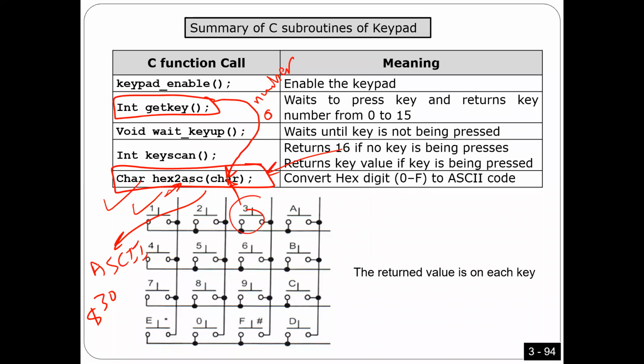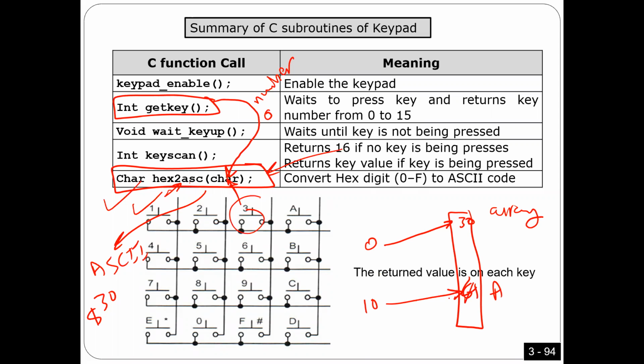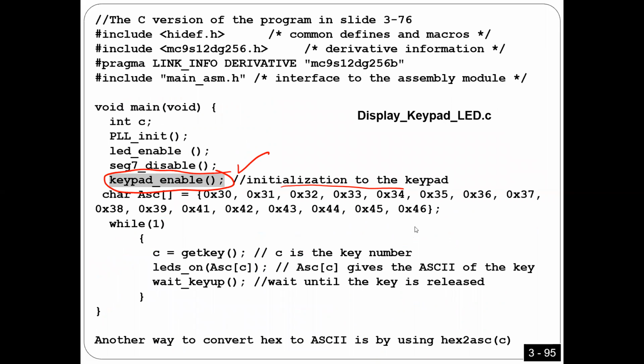But there is another way, okay? Again, as I told you guys, I like to teach different ways of programming, and then you can use whatever you like. The other way, I'm going to make an array. For example, if you get number 0, I'm going to store here 30, the ASCII of 0. If you put number 10, I'm going to store 41, which is the ASCII of A. So I'm going to make an array, and then the number you get, you can go to the location, you will get the ASCII. That's what I'm using here.